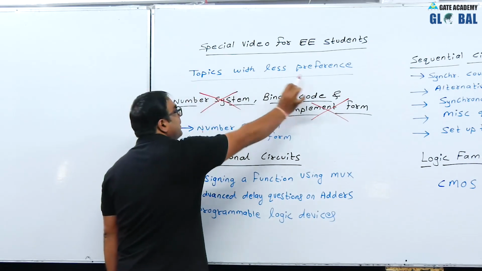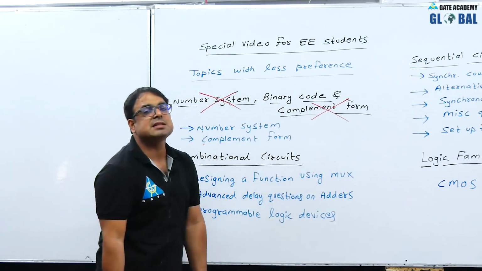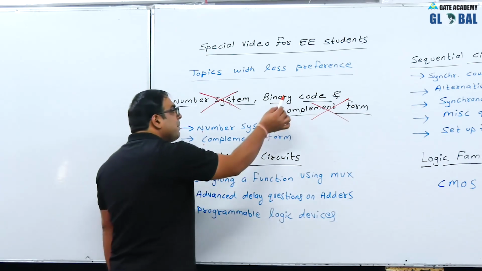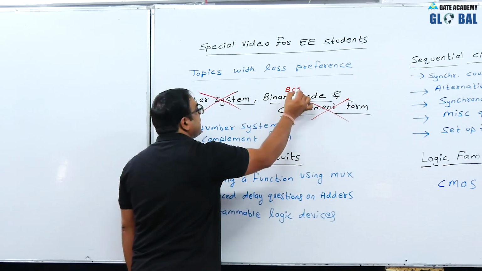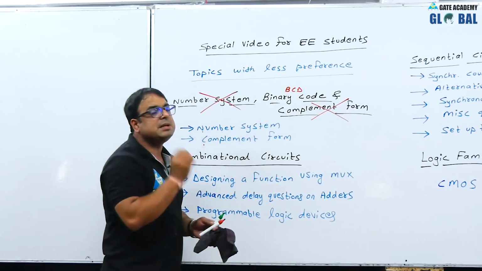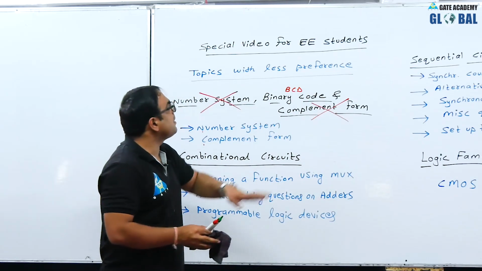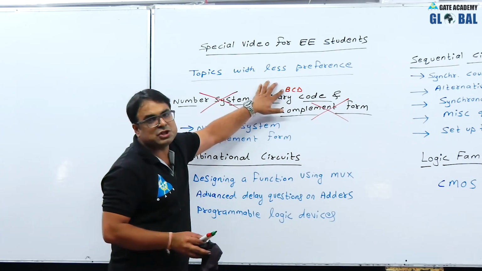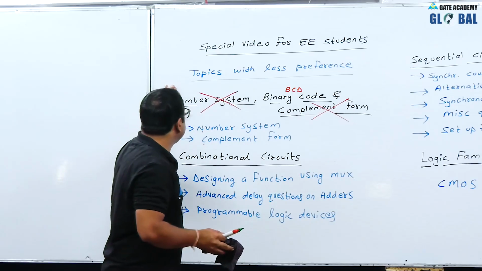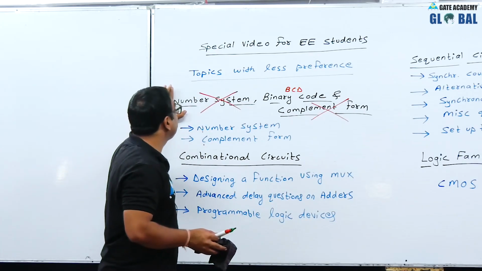So these are the topics with less preference I have written. In binary code, you can just study some basic information about the BCD codes. If you study, this will be sufficient. You can ignore this complete chapter number 4.